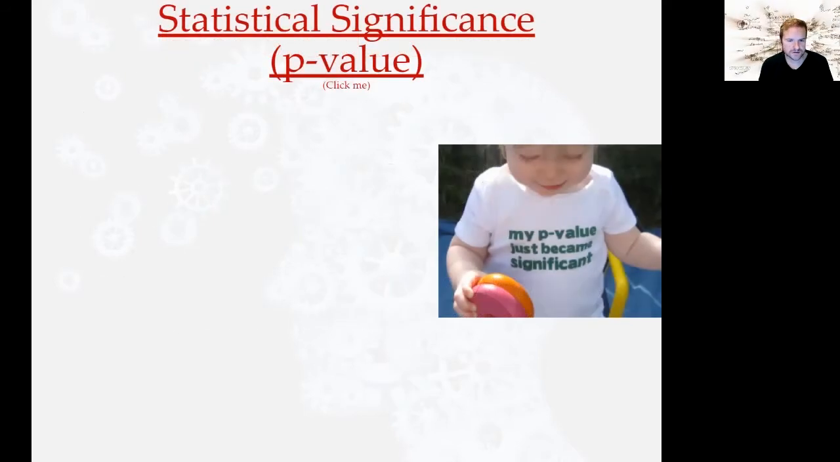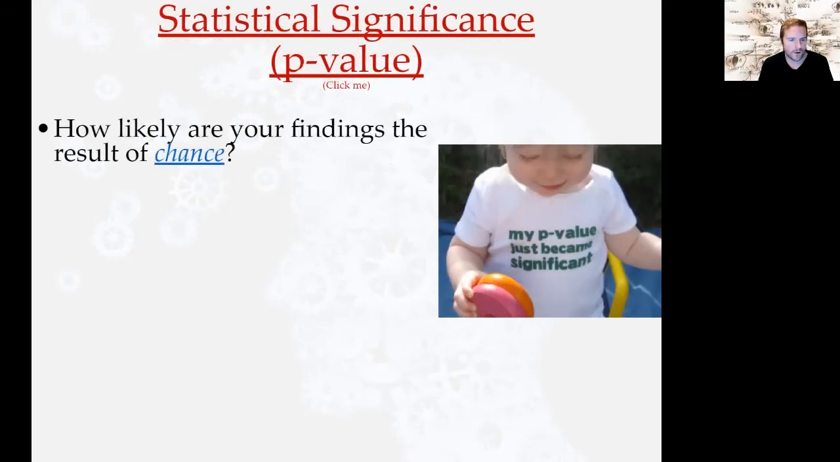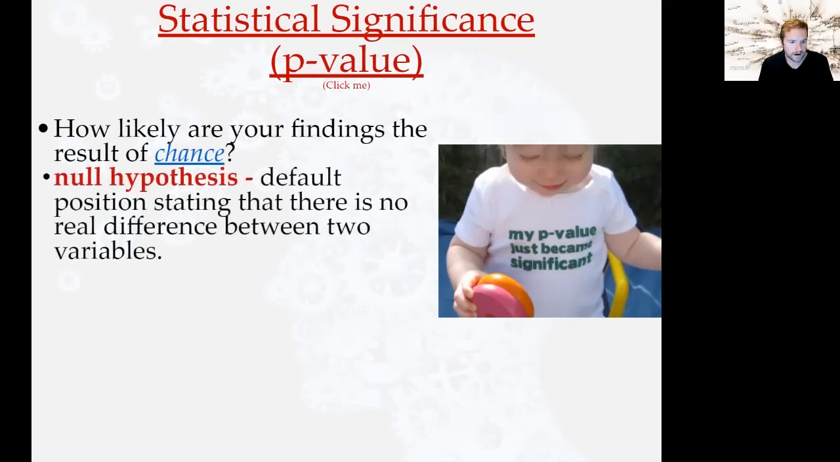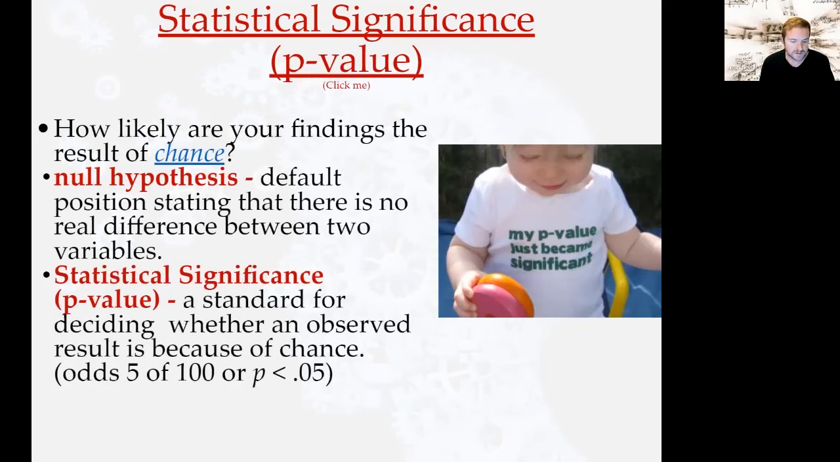Statistical significance, or the p-value. How likely are your findings the result of chance? First of all, when we're talking about statistics in psychology, we start with the null hypothesis. The null hypothesis is the default position stating that there's no real difference between two variables. Statistical significance is a standard for deciding whether an observed difference is because of chance. So essentially what we have is the p-value, which has to be less than 0.05.